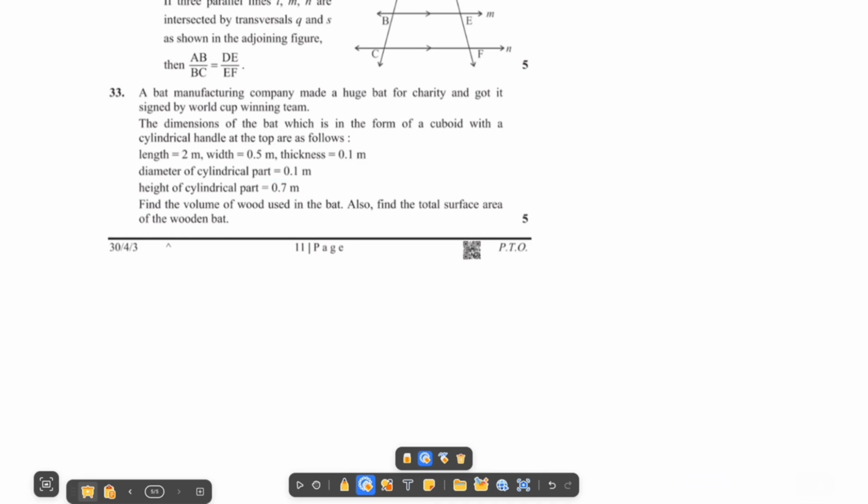First question: find the volume of wood used in the bat. That means we have to add the volume of the cylindrical part and the cuboidal part. Also find the total surface area of the wooden bat. So we have to add the surface area of the cylindrical part, sorry, the handle, and the cuboidal part. Anyhow, let's first find the values.